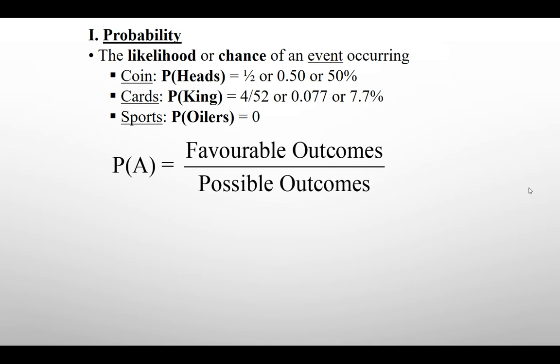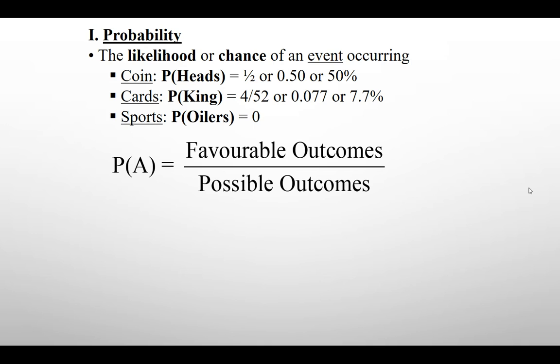A possible outcome, in a particular experiment, is just one of the different possibilities you could actually obtain. So if you go to, for example, the coin, the number of possible outcomes would be two. You can either get heads or you can get tails. The favorable outcome is the outcome you actually want to get. So in the case of the coin, when you flip the coin, there's only one way you can get heads.